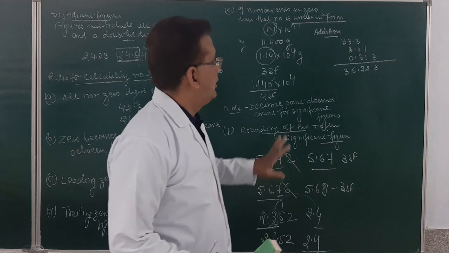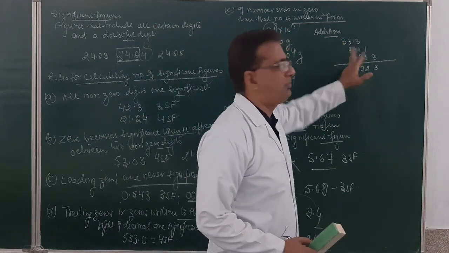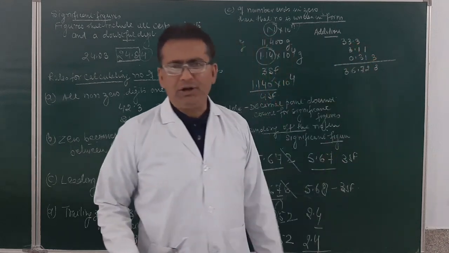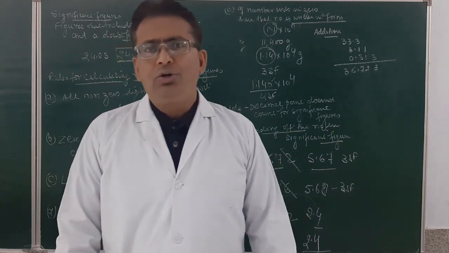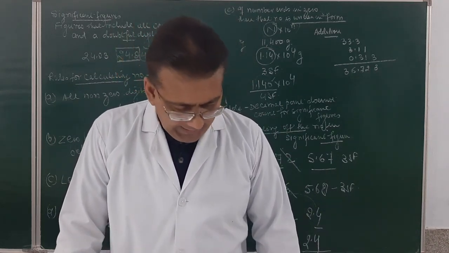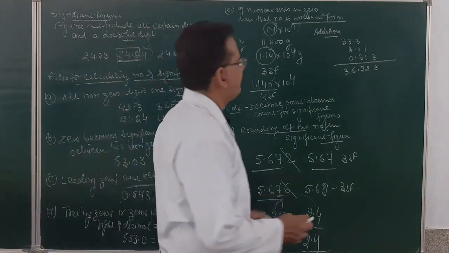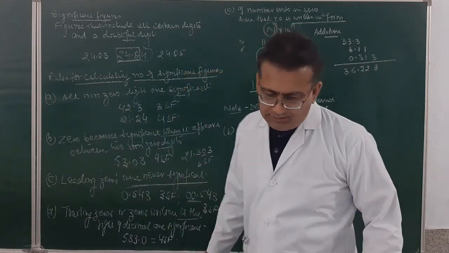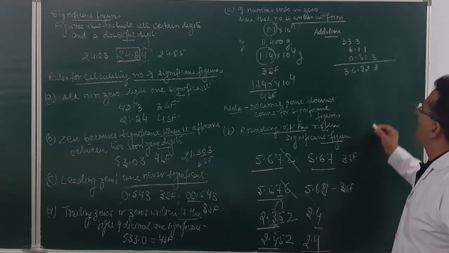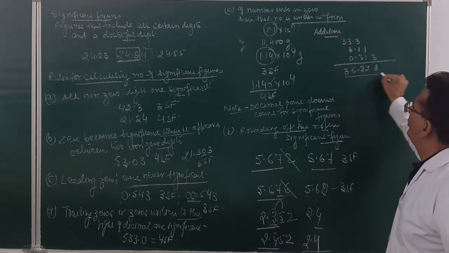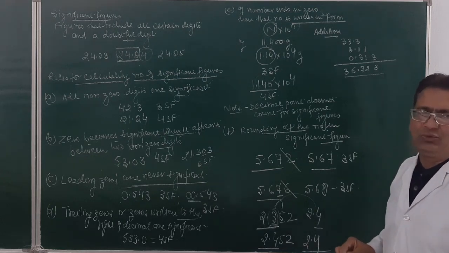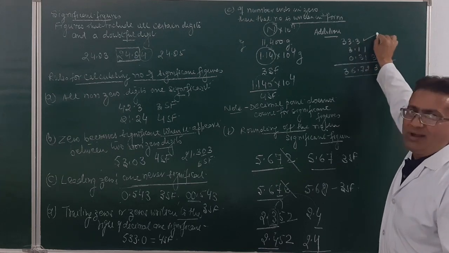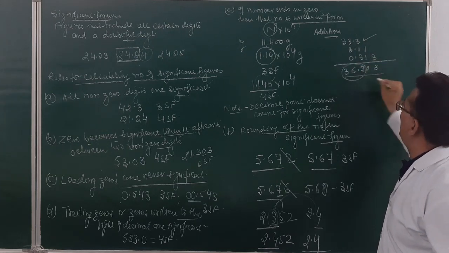Now, how to give the result of this addition in terms of significant figures? Listen very carefully. Tell me out of these three, which one is the least precise term? 33.3, because this is up to 1 decimal place. So, the answer must be reported to the same number of decimal places as were present in the least precise term. How many decimal places are here? 1. So, I shall report the answer up to 36.7.